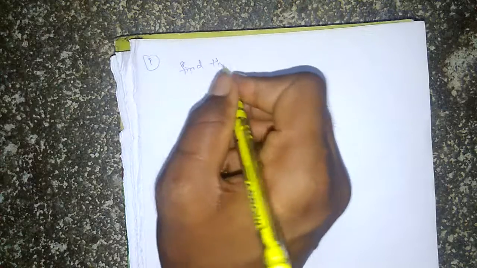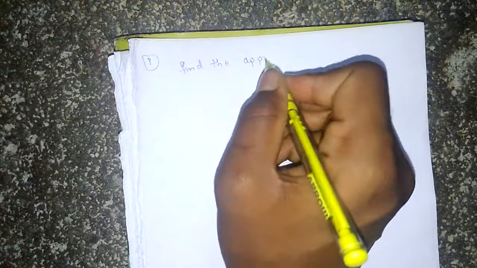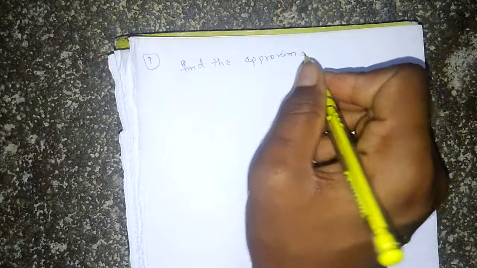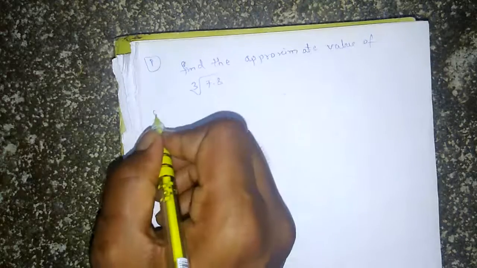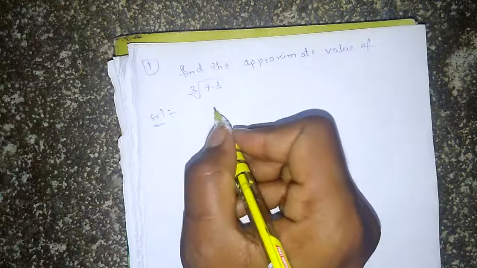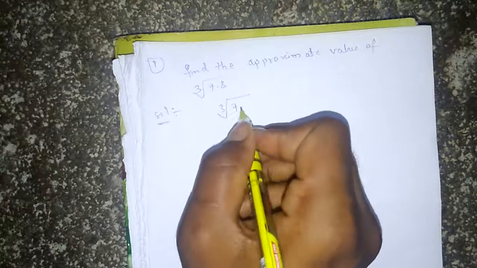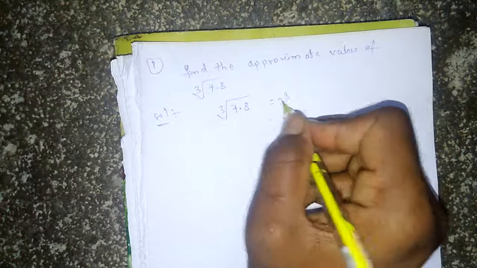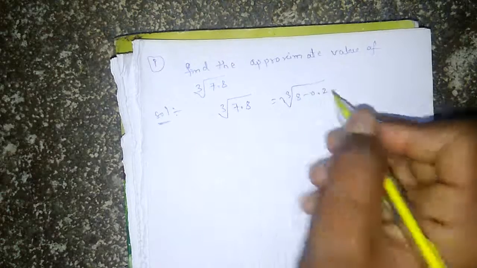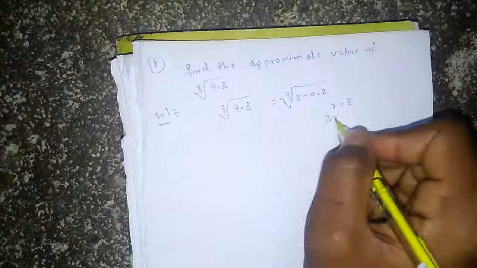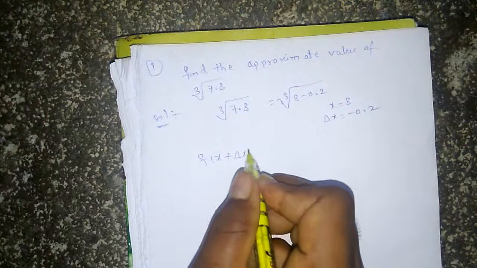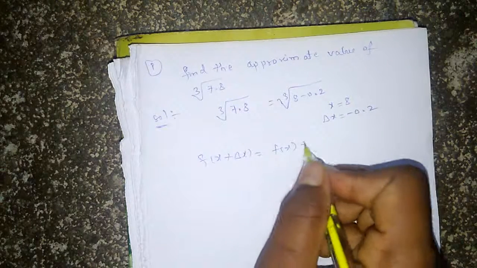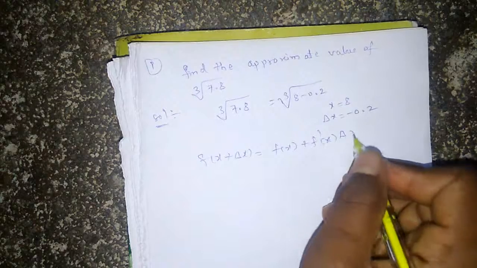Find the approximate value of cube root of 7.8. Here given cube root of 7.8, this can be written as cube root of 8 minus 0.2. Here we can take x as 8, delta x is equal to minus 0.2. So here approximation formula is f of x plus delta x is equal to f of x plus f dash of x into delta x.